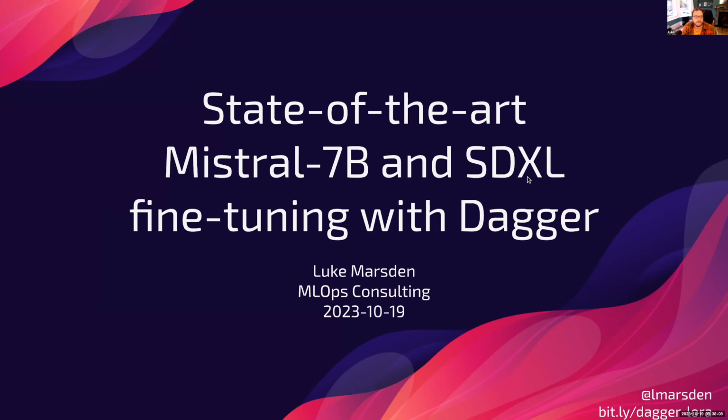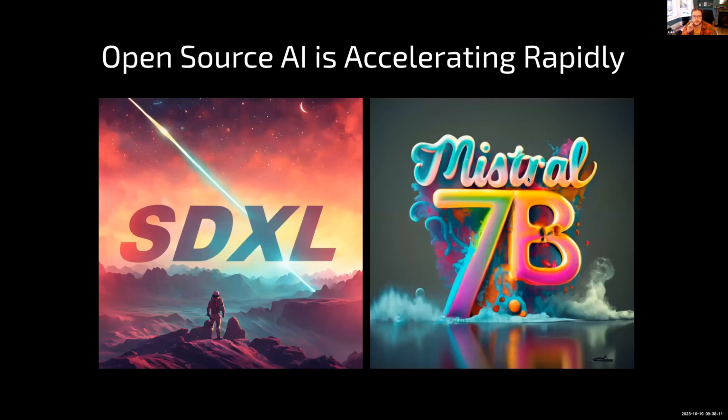The context here is that open source AI is accelerating really rapidly. So I gave a talk at the community meeting 4 months ago, and I demoed fine-tuning the original Stable Diffusion 1.5 to allow you to, for example, generate brand assets from a set of images that you have, and then get the AI to make things that look like that. And it was kind of promising, but the results were not very good, to be honest.